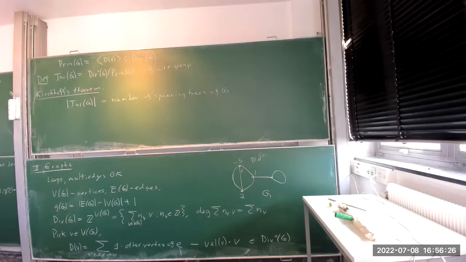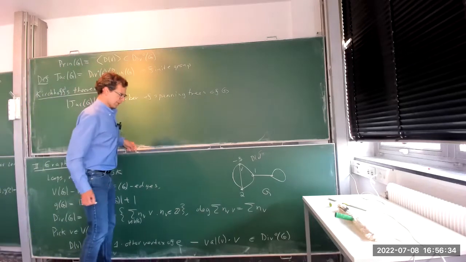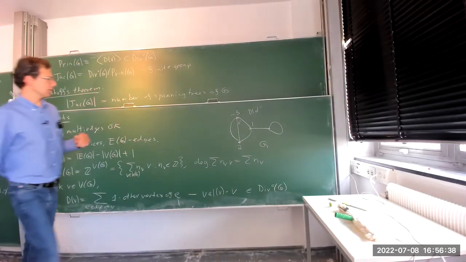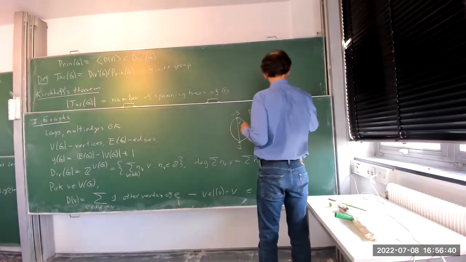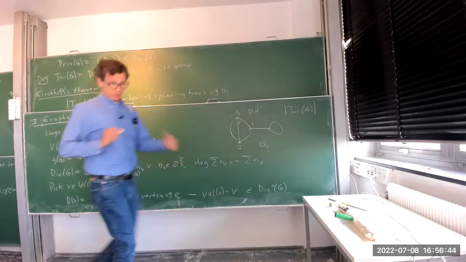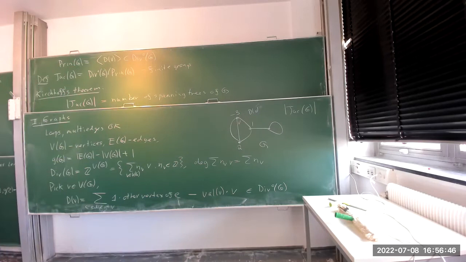Okay. Well, the way Kirchhoff would have phrased it is it's the absolute value of the determinant of the reduced Laplacian matrix of your graph. So for example, this graph right here, as you can easily see, has 5 spanning trees. The order of the Jacobian of G is 5. And of course, loops don't contribute to the spanning tree count, just as they don't contribute to the Jacobian. Okay.